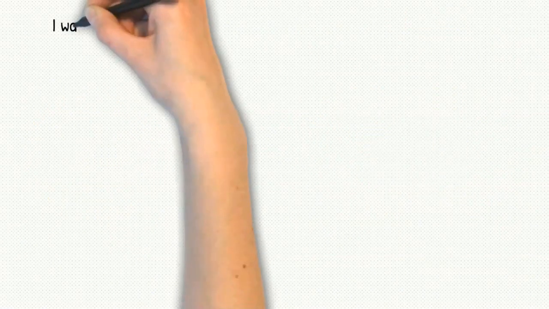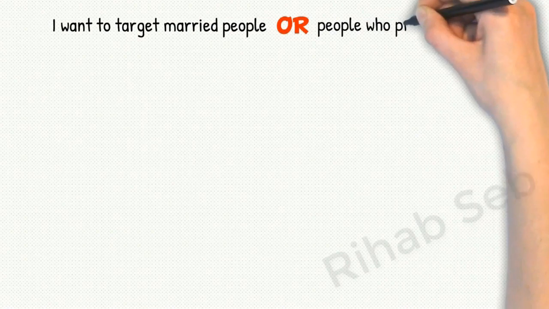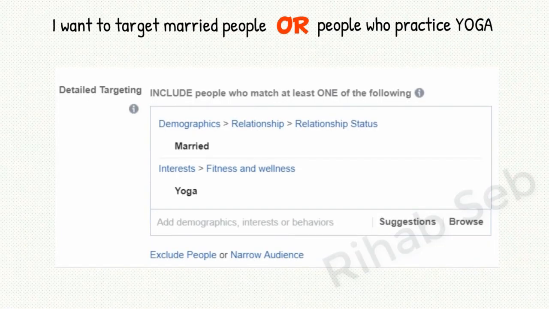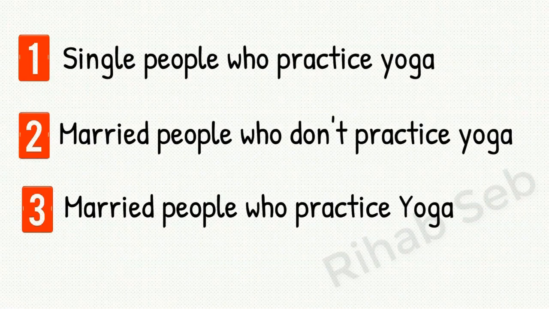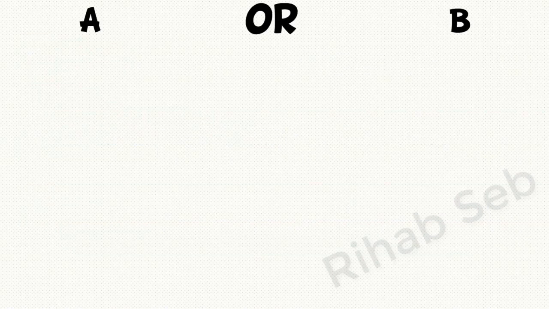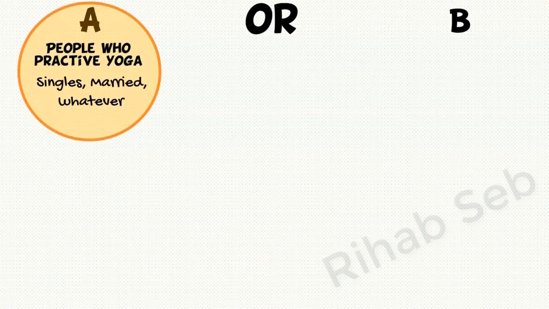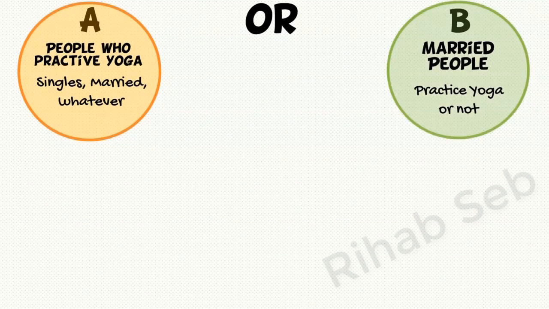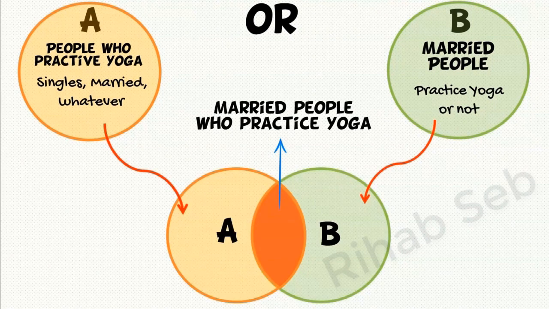If you say to Facebook, I want to target married people or people who practice yoga, Facebook will go and show your ad to single people who practice yoga, or to married people who don't practice yoga, or to married people who practice yoga. So "A or B" means A without B, or B without A, or A and B together.